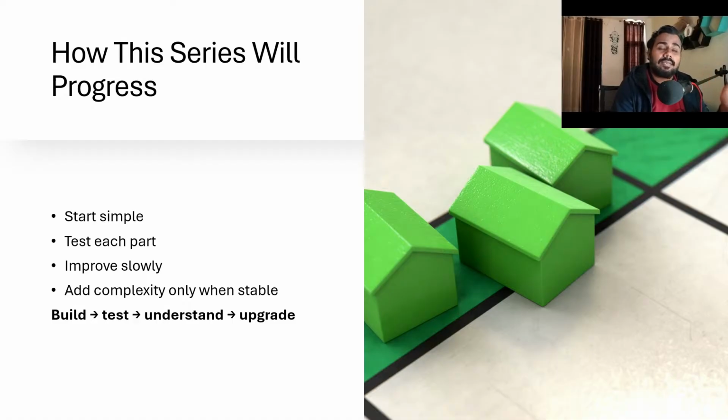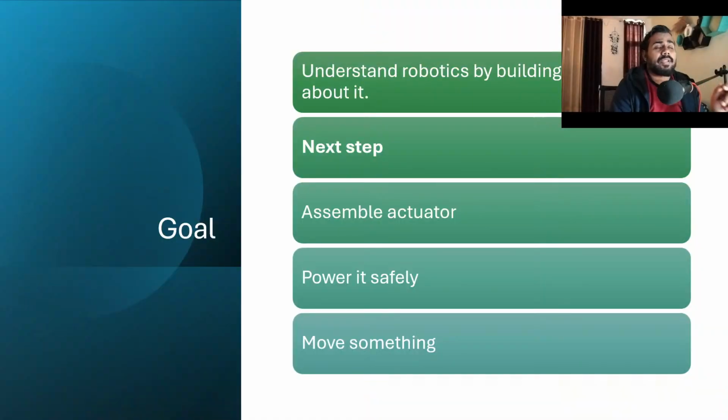Add complexity only when stable. This is very important. We will test it and we will add more and more parts, make it perform different functions slowly. So this is going to be a long project for weeks or months, depends. Build, test, understand, upgrade. We will build and then we will test, and I will explain what is going on. And then we can upgrade if we want to in the future.